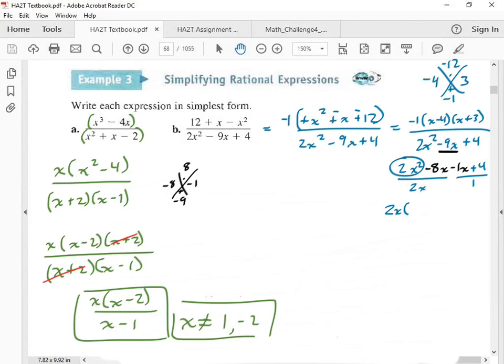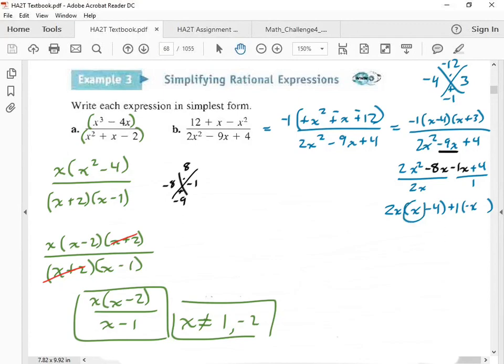2x squared divided by 2x is going to be x. Negative 8x divided by 2x is going to be negative 4. Is everybody cool with that? 8 divided by 2 is 4. The x's cancel out. Alright, now this next one, if I take out a 1, will I get the same thing in my parentheses as this one? Negative 1 divided by positive 1. That would be a negative x.